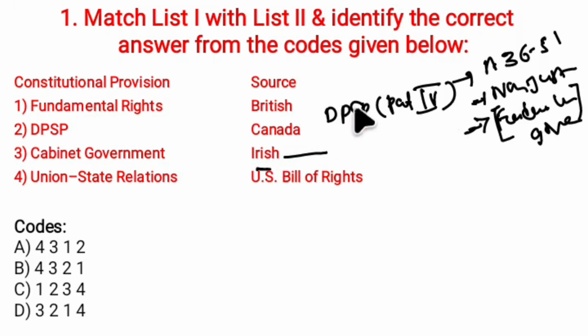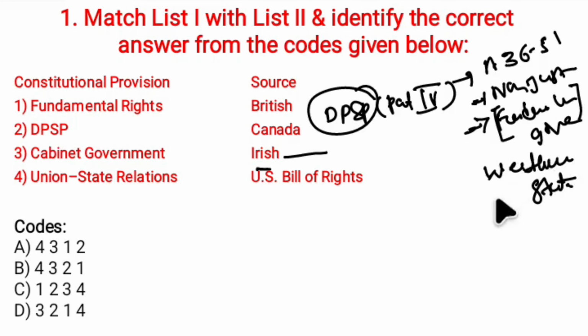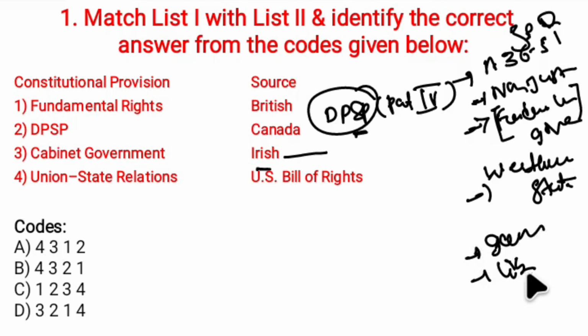So this DPSP talks about the welfare state, and in the DPSP there were several provisions from 38 to 51. There were several provisions reflecting the ideals of Gandhian principles, liberal principles and socialist principles. So this is about the DPSP. So why are we discussing DPSP? Because the DPSP's idea was borrowed from the Irish Constitution.